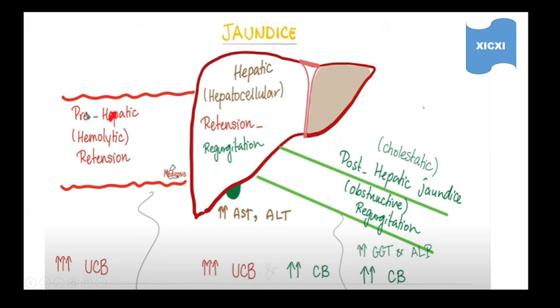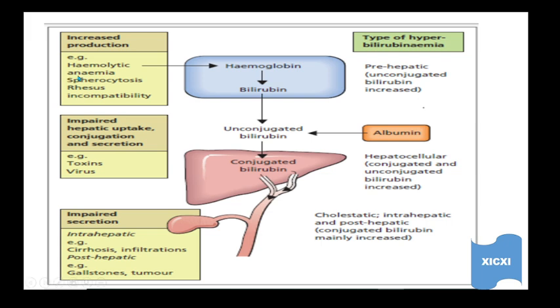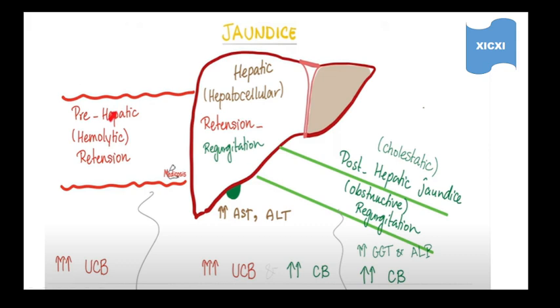In prehepatic jaundice, the problem is not in the liver, the problem is the high rate of breakdown of the red blood cells. Maybe it can be hemolytic anemia or Rhesus incompatibility. So hepatocellular jaundice is caused by a liver problem like cirrhosis or hepatitis, where the conjugation of this bilirubin is not going to occur very well. That's why unconjugated bilirubin is going to be highly elevated, because the conjugation is not happening. It means the conjugated bilirubin in this type of jaundice is going to be very low.